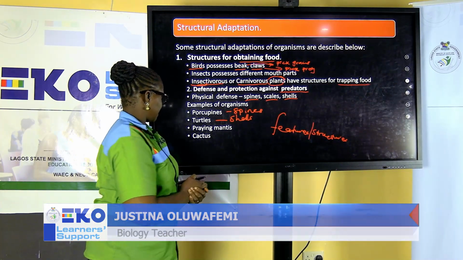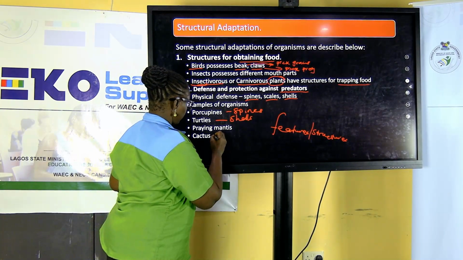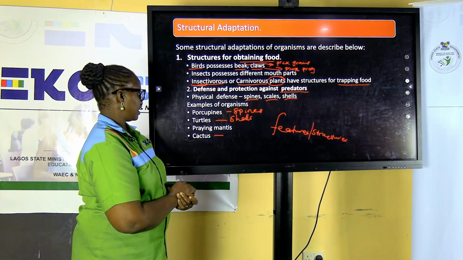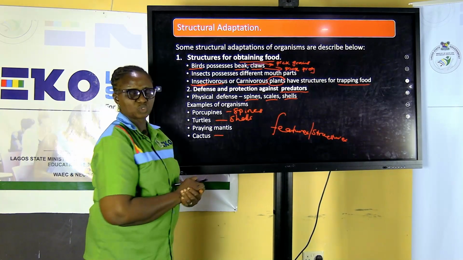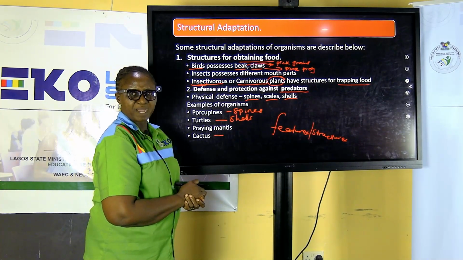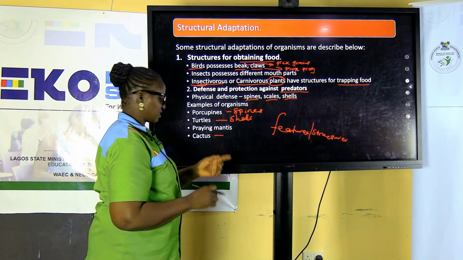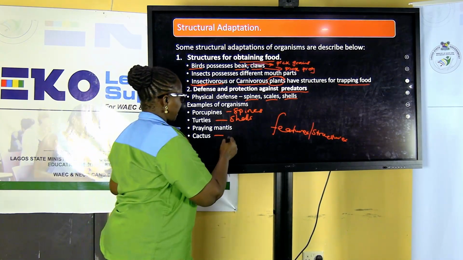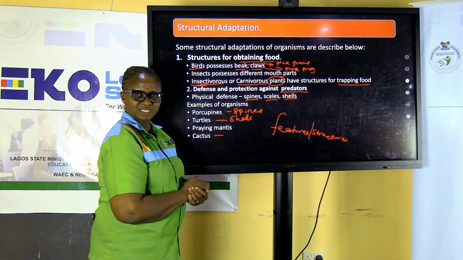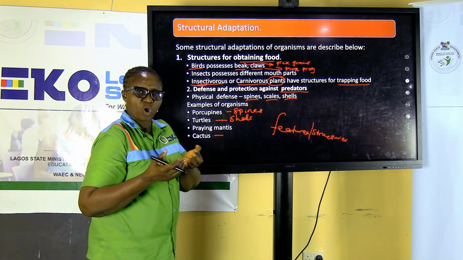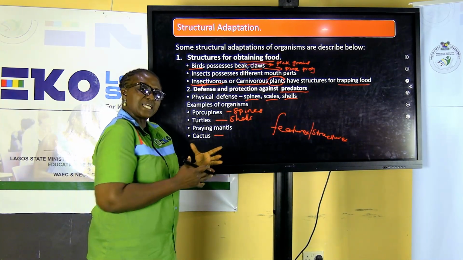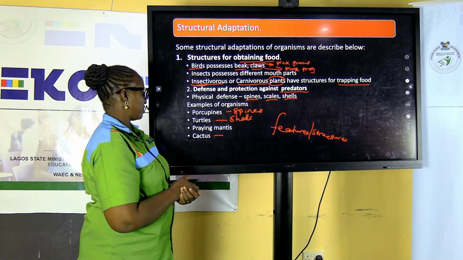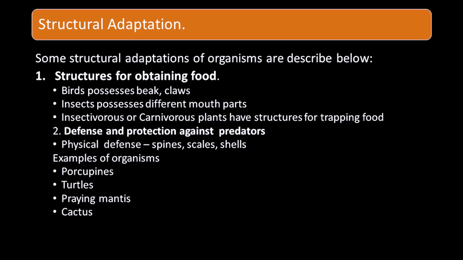We have the praying mantis. Then we have the last one as cactus. Cactus equally have spines on their bodies. Animals will not even want to go near it. Cactus is a plant. Praying mantis is an animal. What does the praying mantis do? Praying mantis camouflage. The color on its body blends it with the environment. Okay? So we are moving on with our lesson.